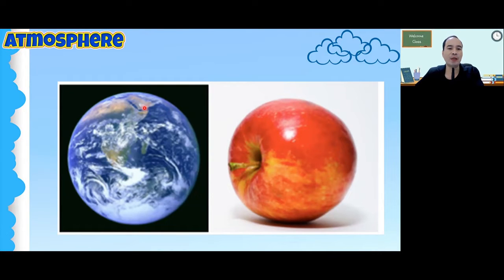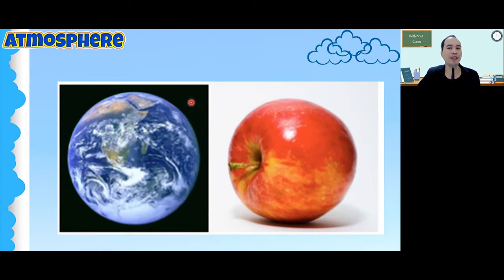So this picture is our planet Earth, and the other picture is an apple. So how do we connect these two pictures? Let's define first what an atmosphere is. Just imagine an atmosphere is like a cloth or a blanket that protects us. For example, you are going outside in very cold weather, and you are not wearing your clothes. When you go out, what do you think you will feel? Okay, exactly. You will feel very cold.